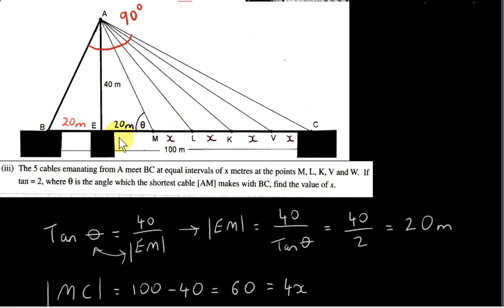Well, this last bit is easy. The distance of M to C is 100 minus BM, which is 40. The distance of B to M is 40. So we have 100 minus 40, which is 60. So 60 equals 4x. So x equals 60 divided by 4, which is 15 meters.